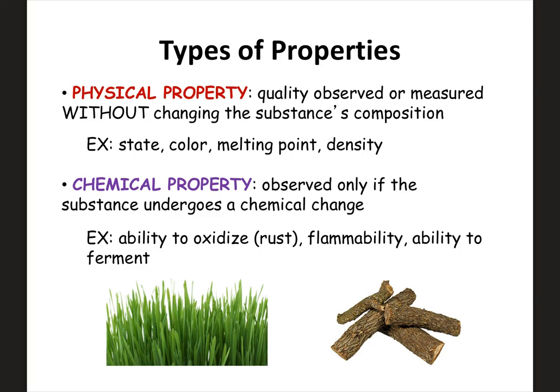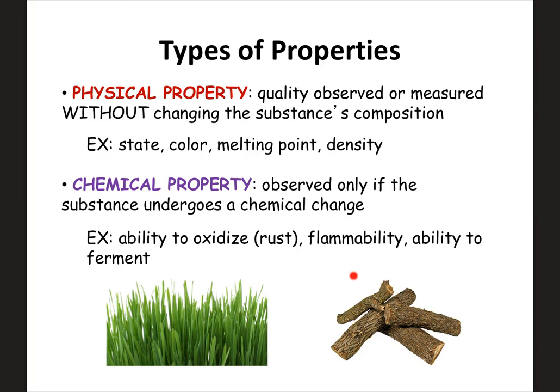So these are a lot of times things like the ability to do something, like the ability to oxidize. Oxidize is another word for rust or tarnish. So if you said iron has the ability to rust, that's a chemical property. It's not saying it actually rusted, it said it has the ability to do that. So you would only see it if it underwent a chemical change. If something is flammable, you're not saying it's burning, you're saying it has the ability to catch fire. Or if something had the ability to ferment.